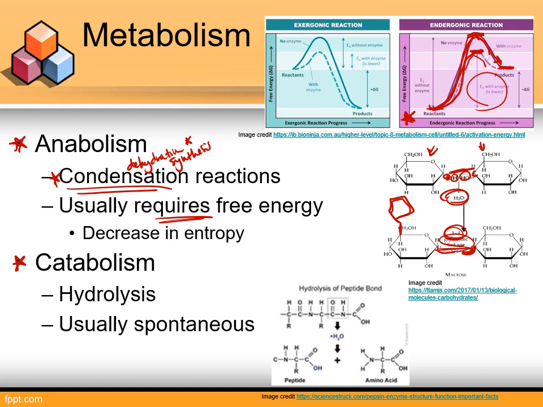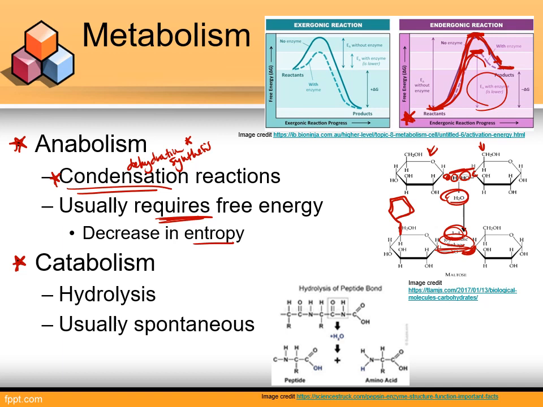But this is endergonic anabolism. We are adding some free energy. It's going to entail a decrease of entropy. Things are a little bit less chaotic because the molecules are bigger, but it's actually hard for us to hold big molecules together. So catabolism is the opposite.